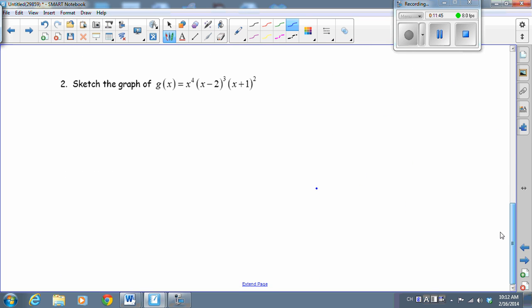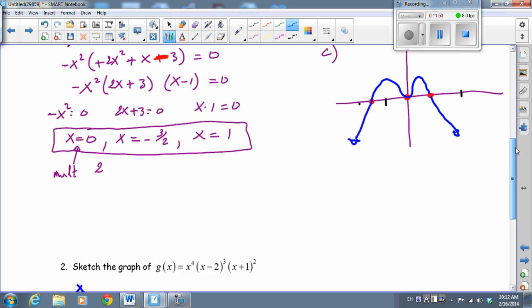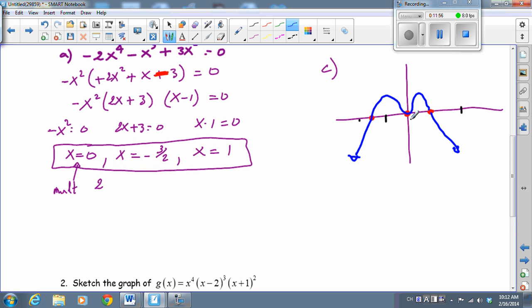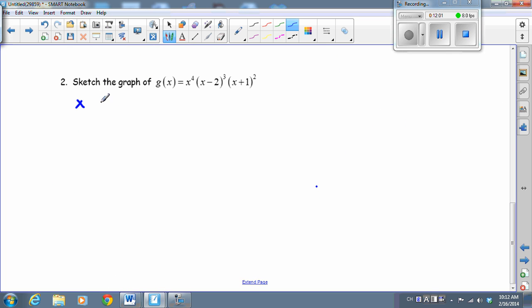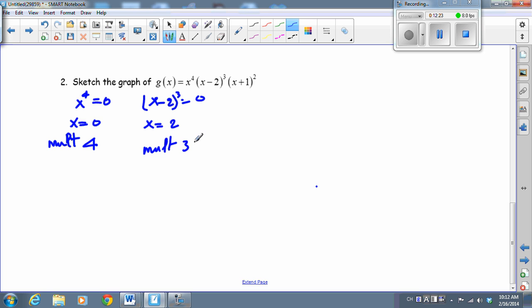Alright, let's sketch now the graph of g of x equals x to the power 4, x minus 2, and so on. First thing you need to do, by the way, I forgot to mention, the multiplicity 2 is right here, because it doesn't cross it. Let's go ahead, x to the power 4 equals 0. I'm looking for the 0. That means x equals 0 multiplicity 4. X minus 2 to the power of 3 is equal to 0. That means x equals 2 multiplicity 3.